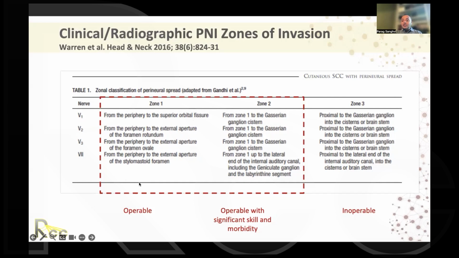Zone 1 patients, if you have a patient that presents with perineural invasion in zone 1, these patients are operable. And generally, the standard of care for these patients will be surgery followed by coming to see you for postoperative radiation. And these are very curable.